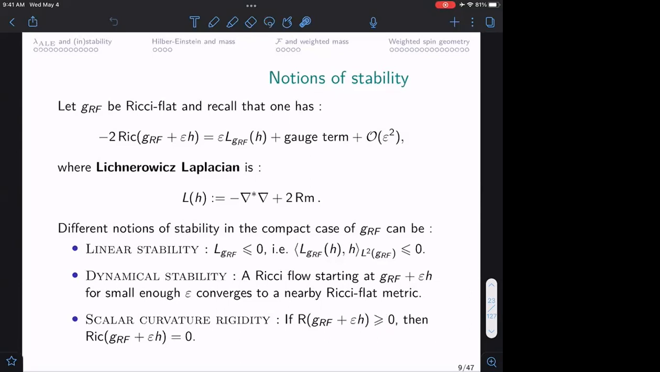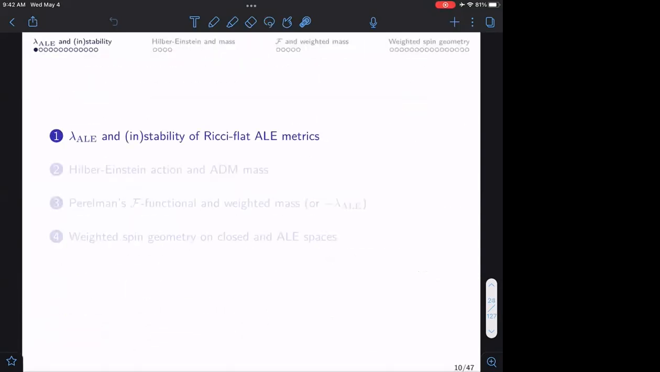It's true for K3, it's true for everyone, we'll see every one of Kronheimer's examples with decay assumptions, and it's true for the torus. And so it's very linked to obstructions to having positive scalar curvature metrics on a manifold. Okay, so let me introduce this one functional lambda ALE, which will be the core of understanding the stability of Ricci-flat ALE metrics, and then I'll link it to mass.